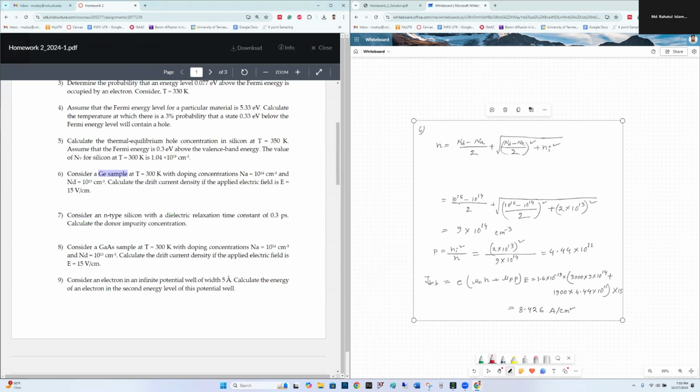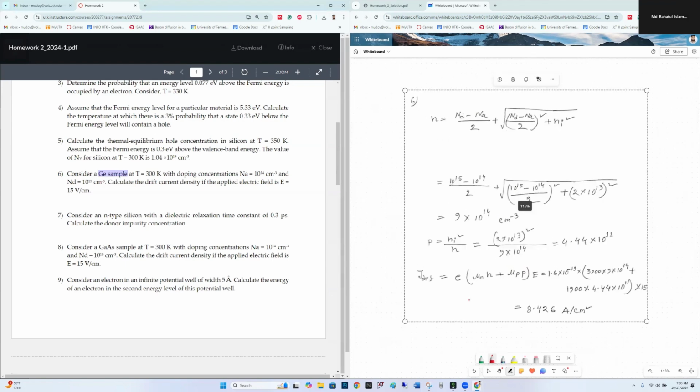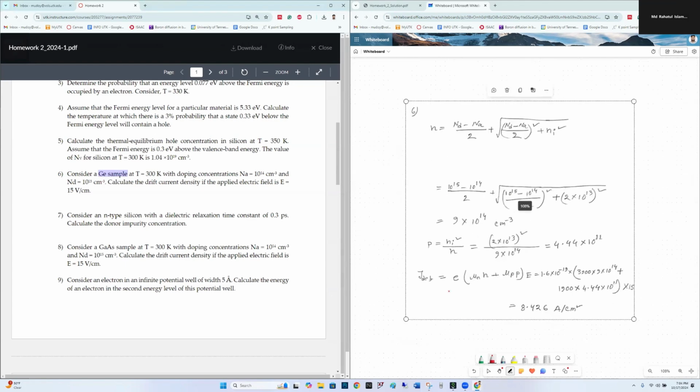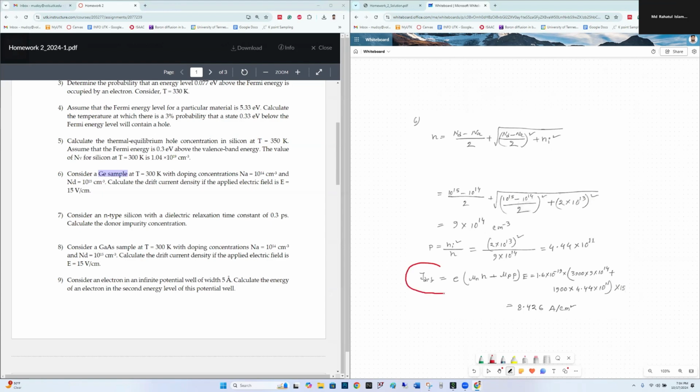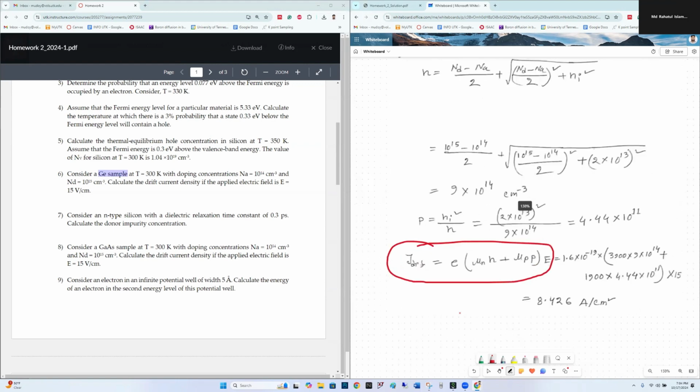Okay, so let's straightaway jump to the equation of J drift, I mean drift current density. This is the equation. So let's see what we have readily available and which are not readily available. At first, we have e, the electron charge, simply 1.6 times 10 to the minus 19. Then we have mu n.